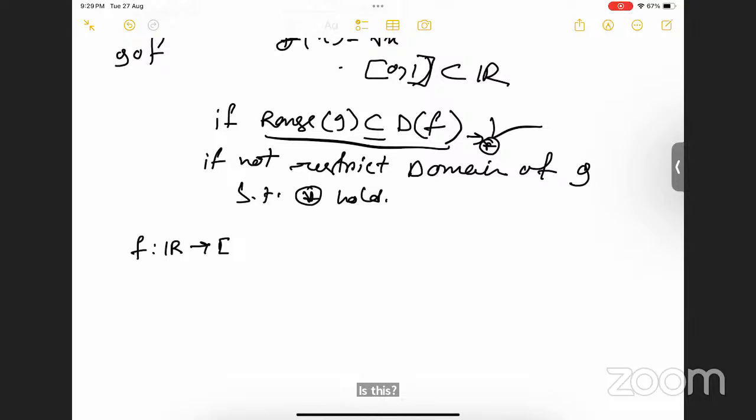Ma'am, on Thursday there will be the graph theory class. Same time only, 8 to 10. I guess the timing is also the same.